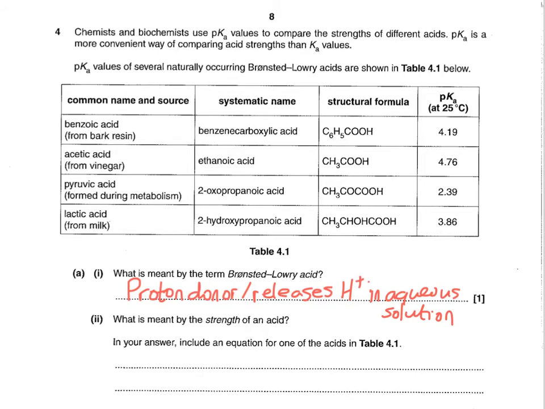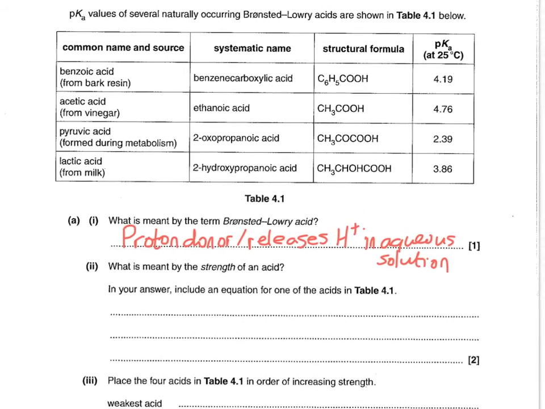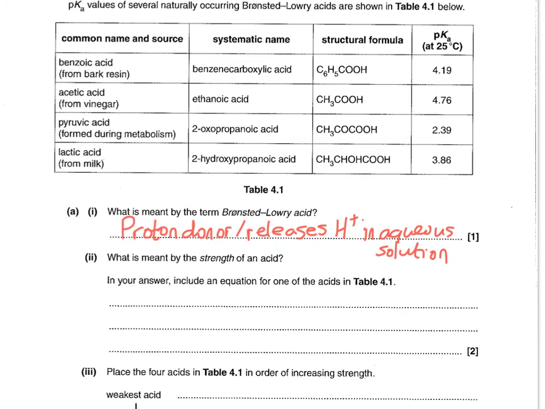So pulling the page down a little bit, it says what is meant by the strength of an acid, and it says in your answer include an equation for one of the acids in table 4.1. Now if you were rushing this question it would be very easy to miss that part out, so you can see quite clearly it's a 2-mark answer. So they require you to not just explain what the strength of an acid is, but to also use an equation to support what you're talking about.